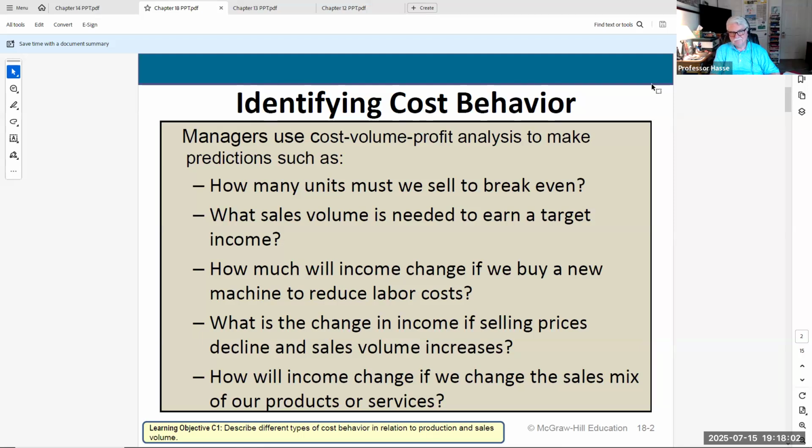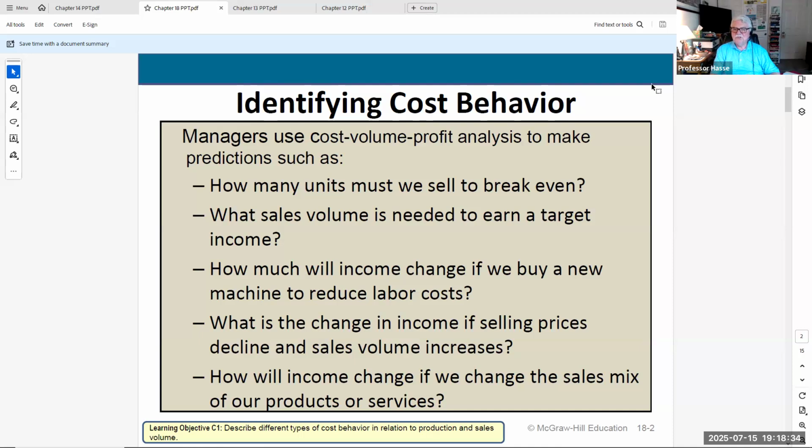Chapter 14. Now, coming back from break, what are those costs? How do we use costs and the definition of costs to analyze our business? Those types of analytical questions are talked about in Chapter 18. How many units do we need to sell to break even? What sales volume do we need to meet targeted income?